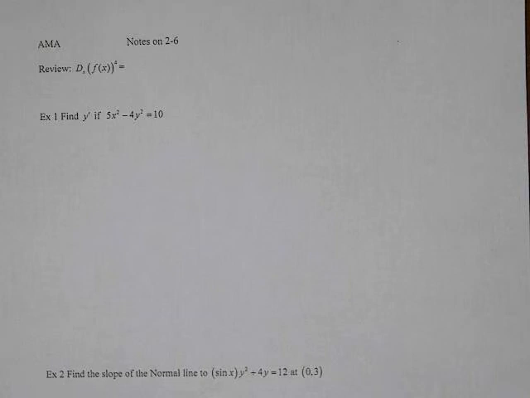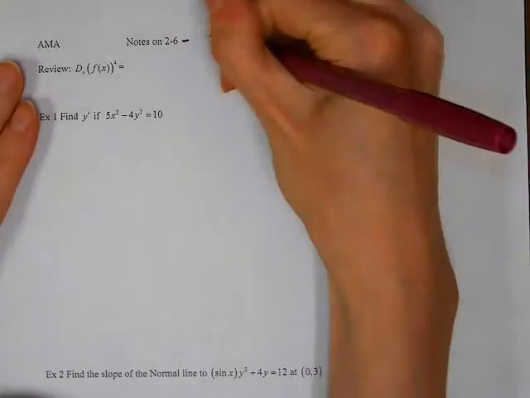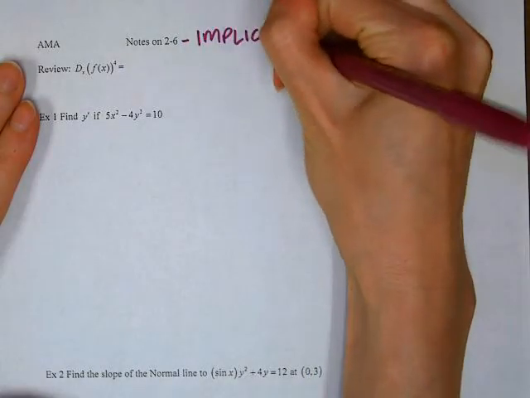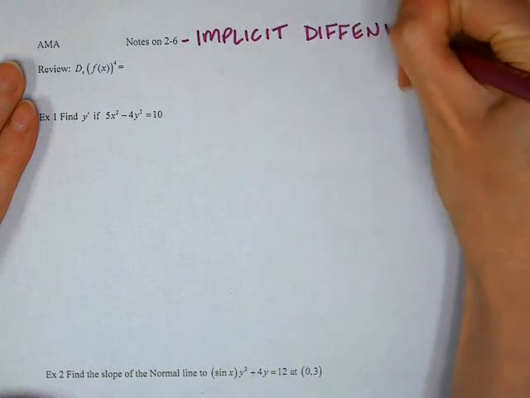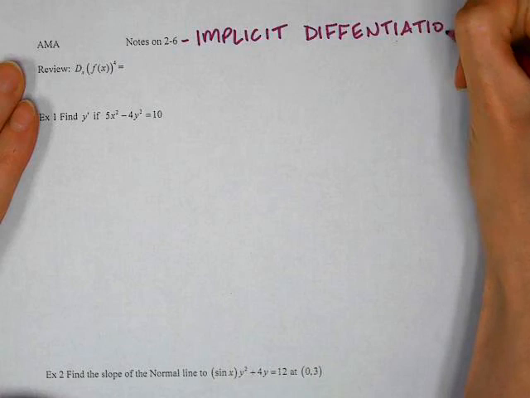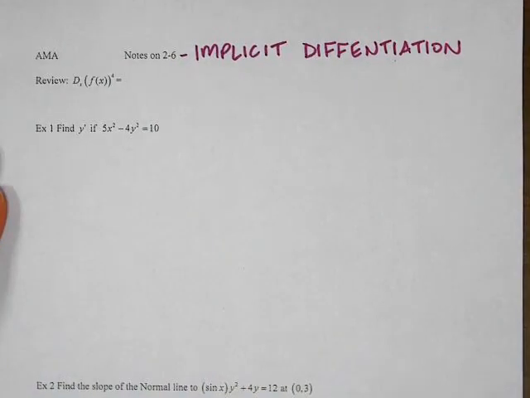This is section 2.6 and it's called Implicit Differentiation. Implicit differentiation.